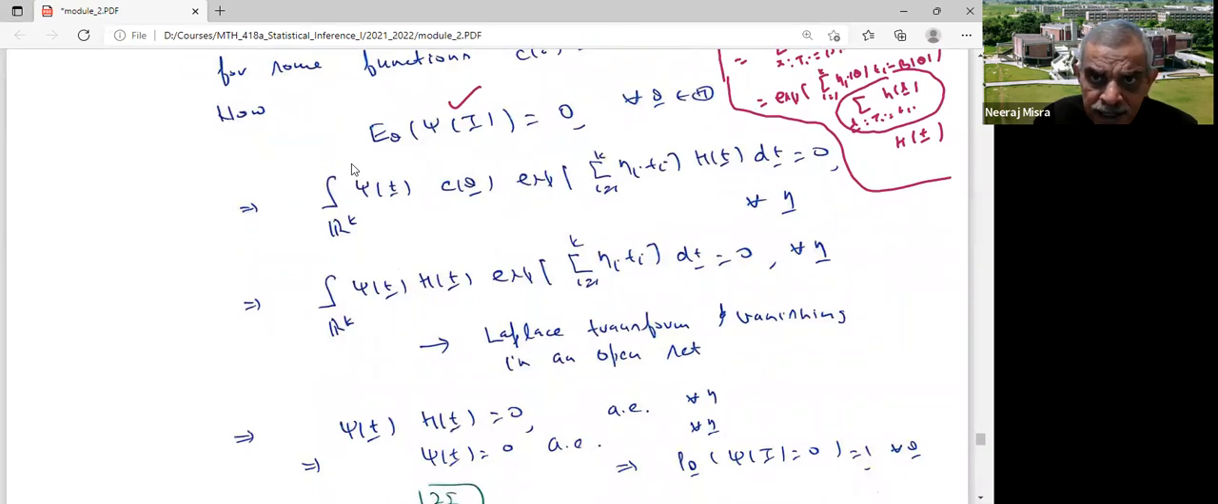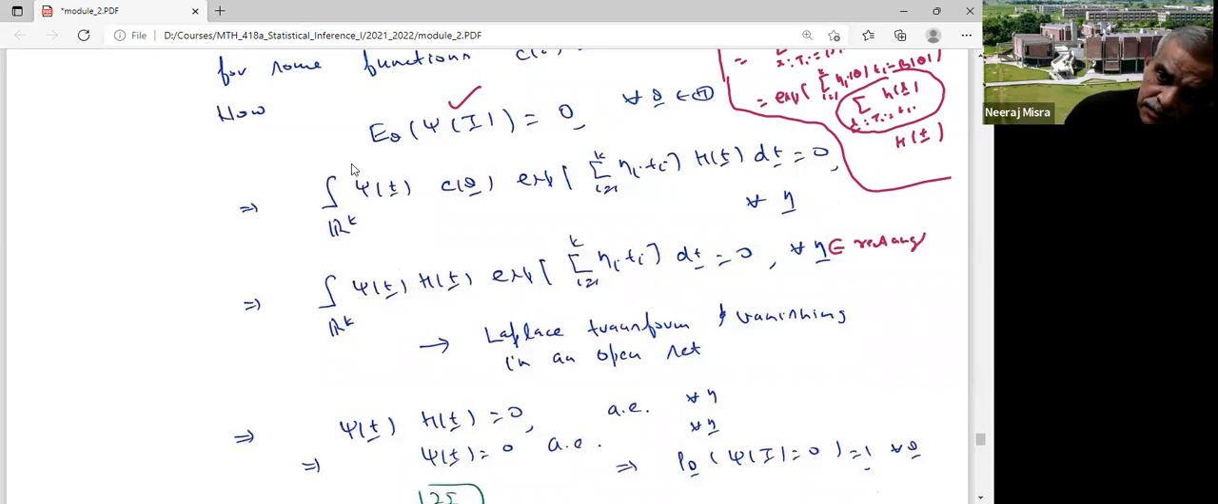So here, the summation eta_i T_i, e to the power minus b(theta), goes away on the right-hand side because that doesn't have t. So this is psi(t) h(t) exponential of summation eta_i T_i dt is equal to 0 for every eta belonging to a rectangle in R^k, the k-dimensional Euclidean space. And what is k? k is the number of terms you are having in this exponential.